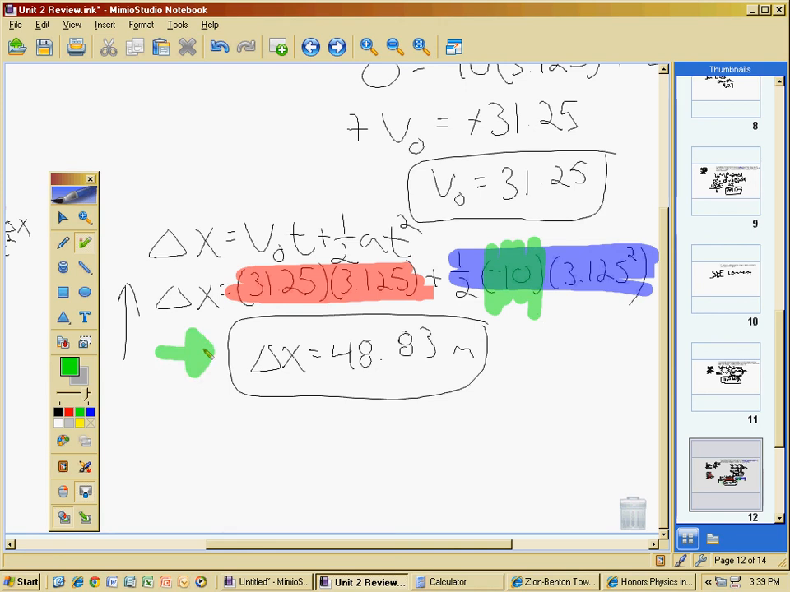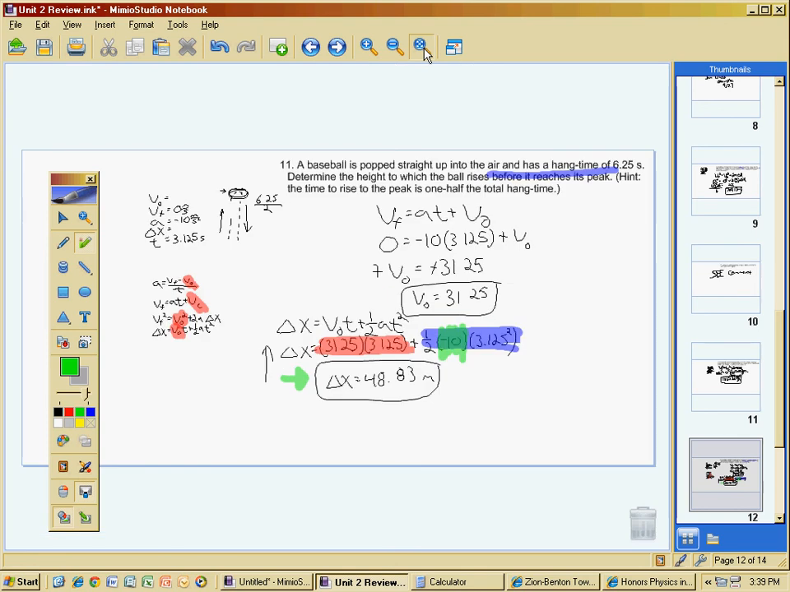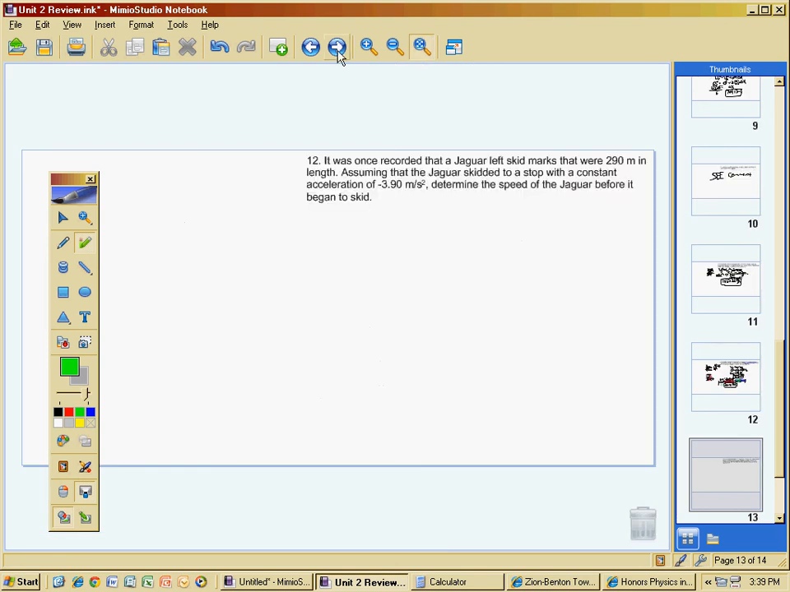All right. That was 11. Last actual word problem, then we're on the home stretch. So let's say that a Jaguar left skid marks that were 290 meters in length, assuming that the Jaguar skidded to a stop with a constant acceleration of -3.9. Hey, right there, we're given an acceleration. Guess this has to be a horizontal problem. The other way is Jaguars generally do not go up and down unless you have a flying car. Determine the speed of the Jaguar before it began to skid.